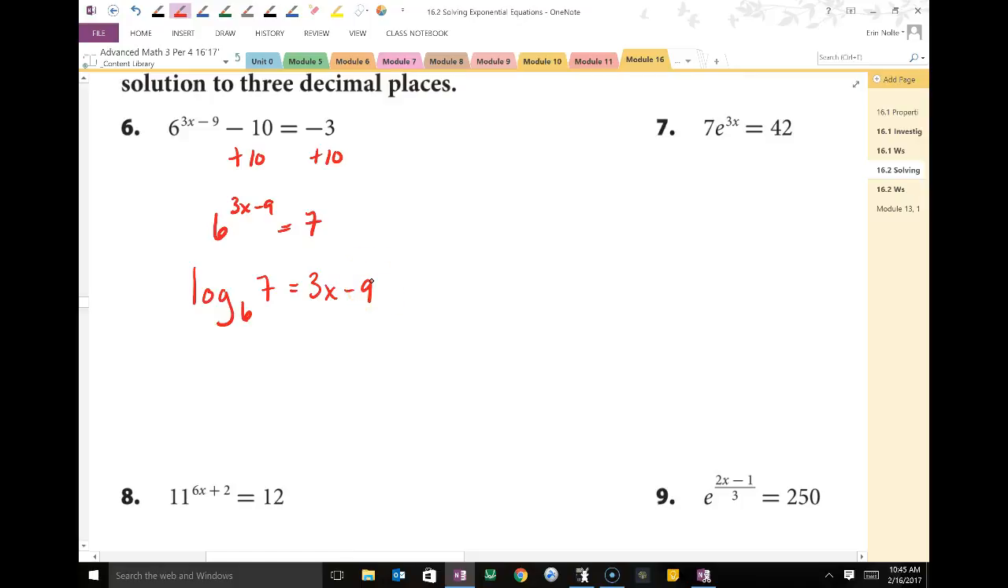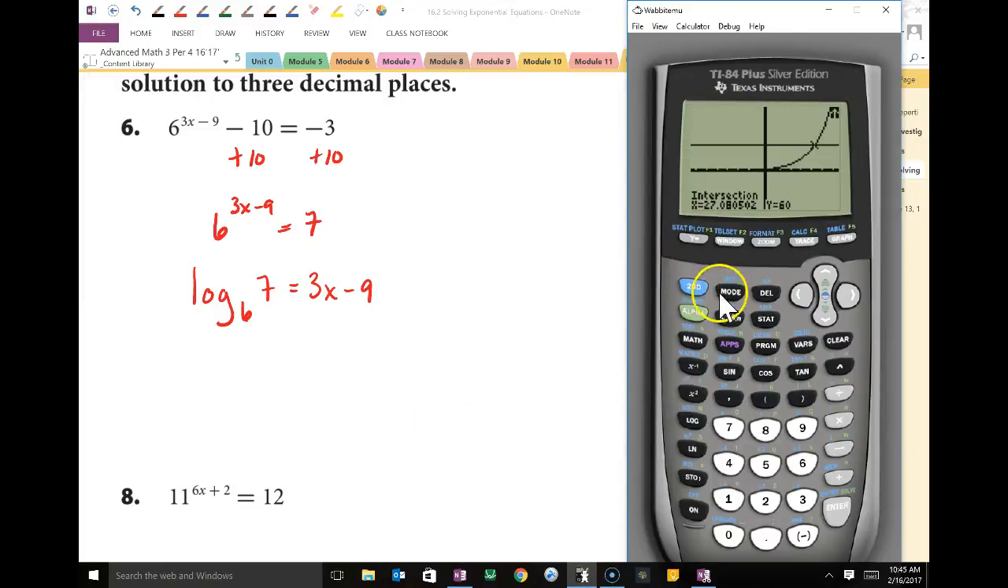Okay, so now all I have to do is put the log base 6 of 7 into my calculator, and we all remember how to do that, right? What's a calculator? It's that pretty yellow thing on your desk. Oh, okay. That was a really old phone.